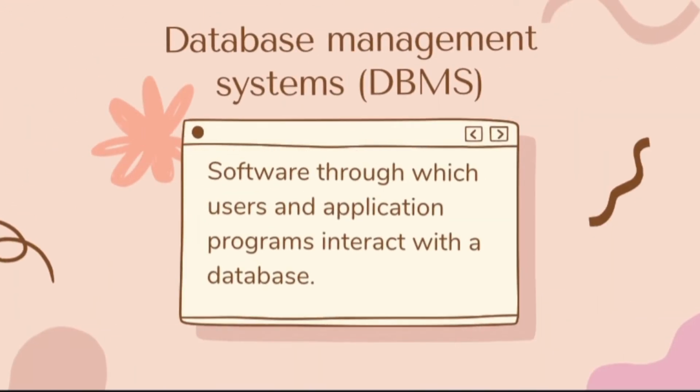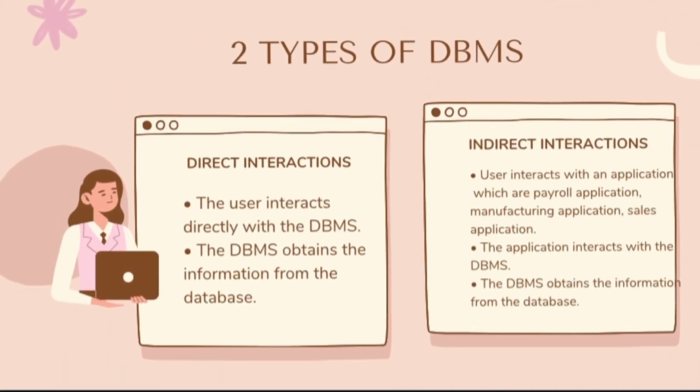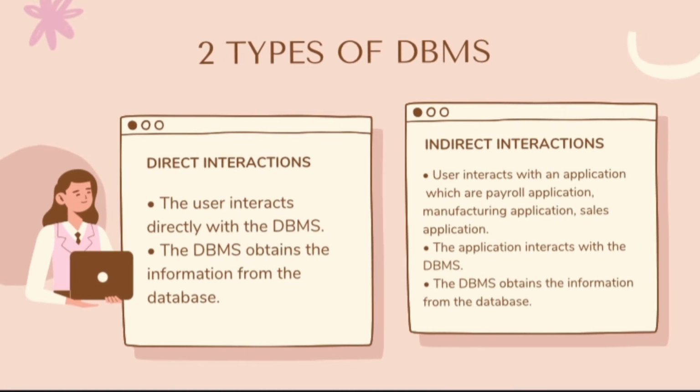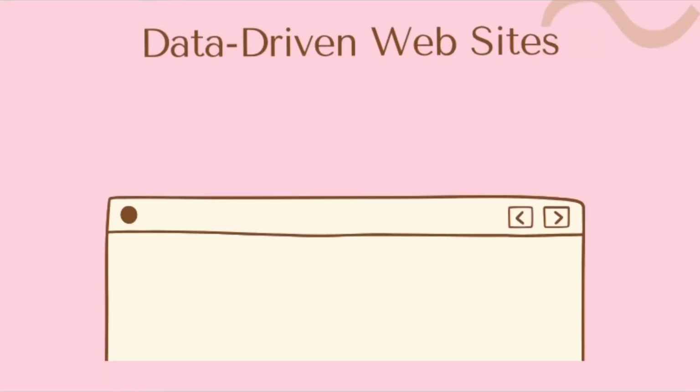We move on to the database management systems, DBMS. Database management system is software through which users and application programs interact with the database. There are two types of database management systems, which are direct interactions and indirect interactions. For direct interactions, the user interacts directly with the DBMS and the DBMS obtains the information from the database. For indirect interactions, the user interacts with an application, such as payroll application, manufacturing application, and sales application. Then the application interacts with the DBMS and the DBMS obtains the information from the database.